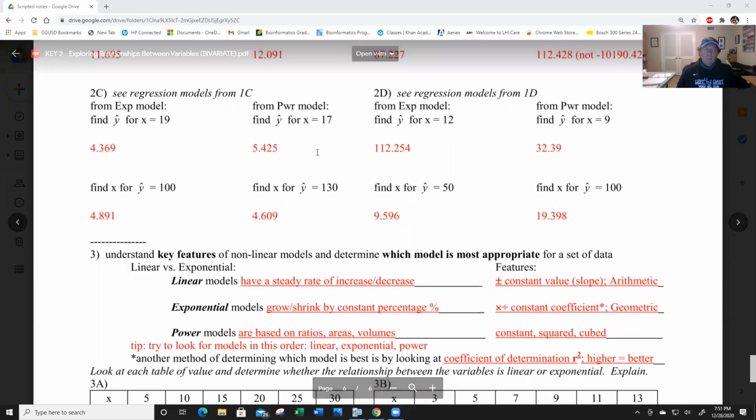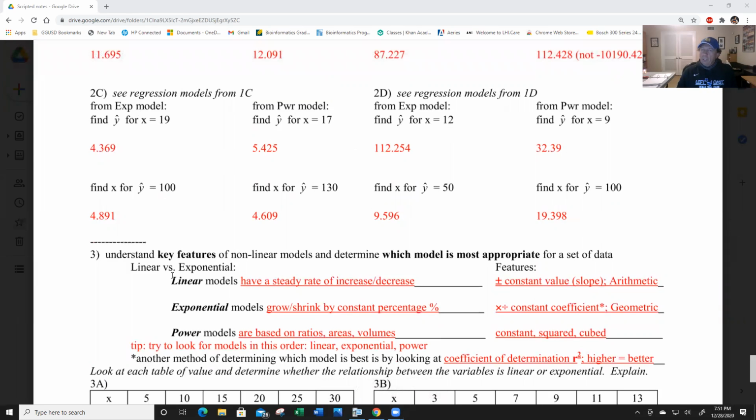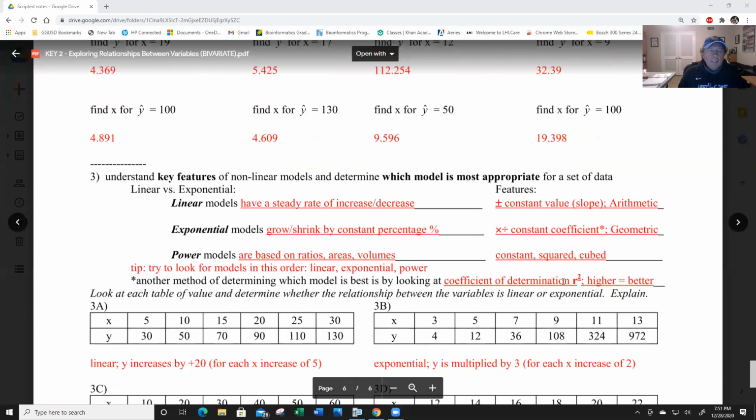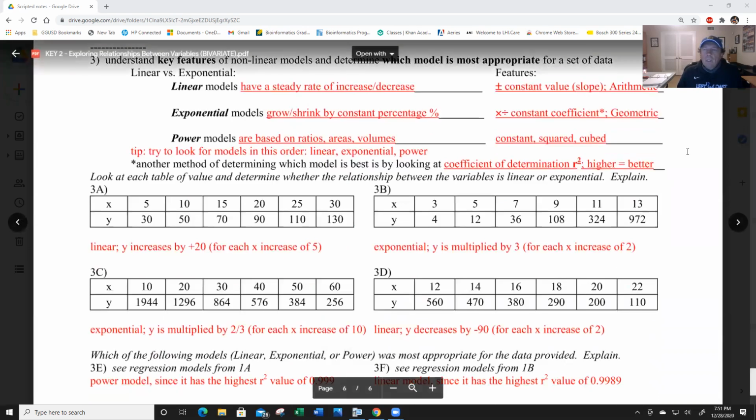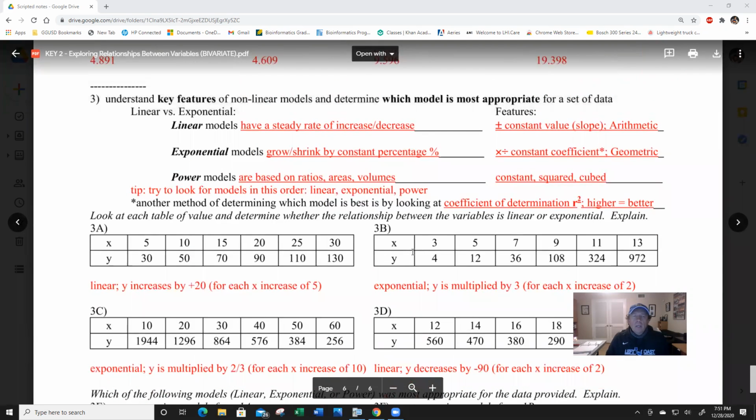It's a little time consuming for you to sit there and plug them into your calculator and check the answer, but that's pretty simple, okay? All right, so let me move forward here, okay? Item 3, understanding the key features of the non-linear models. Okay, just a couple little notes.